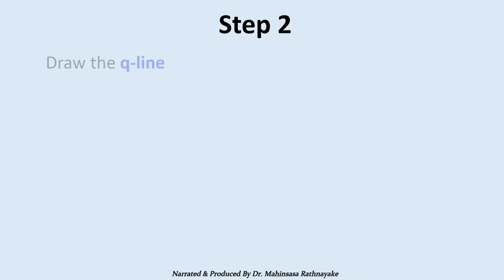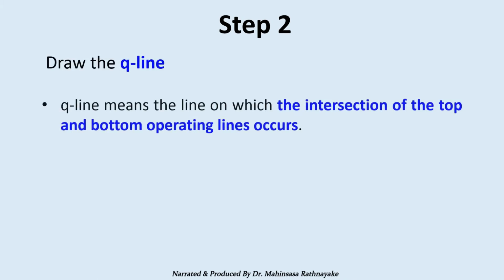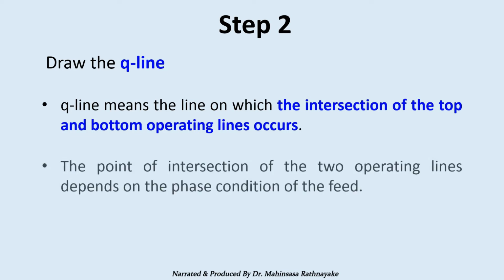The second step is the Q-line drawing. Q-line means the line on which the intersection of the top and bottom operating lines occurs. The point of intersection of the two operating lines depends on the phase condition of the feed.